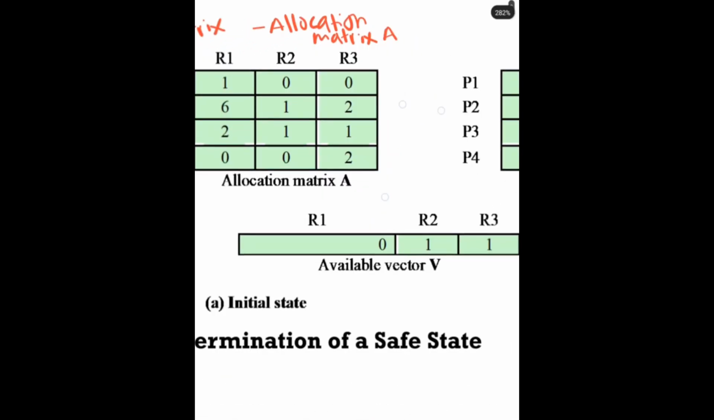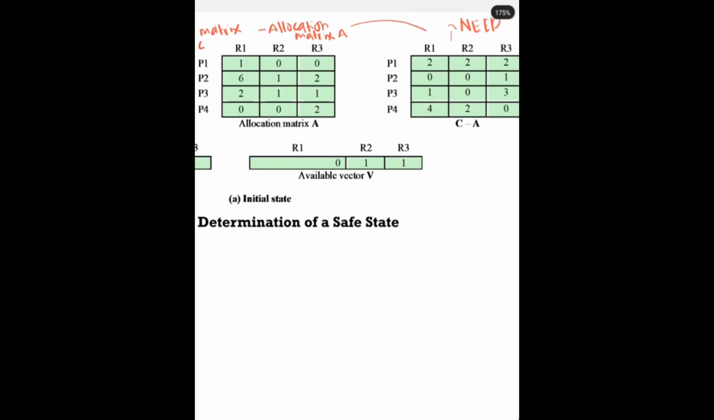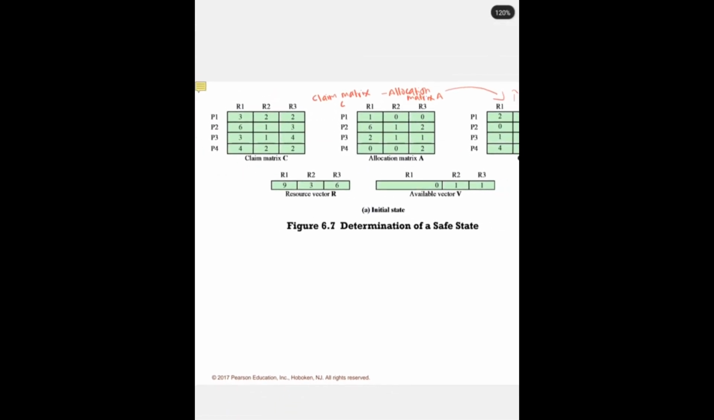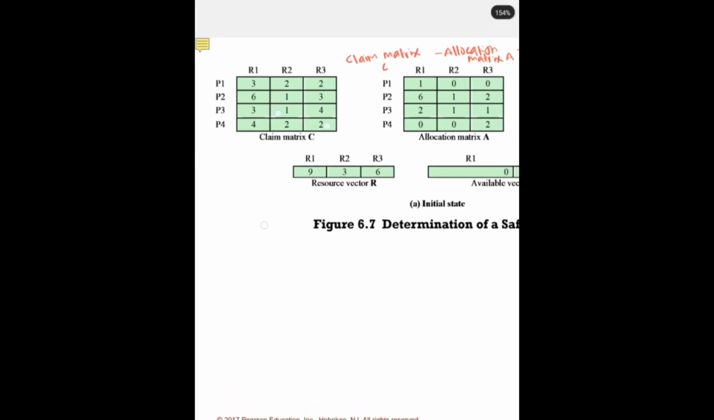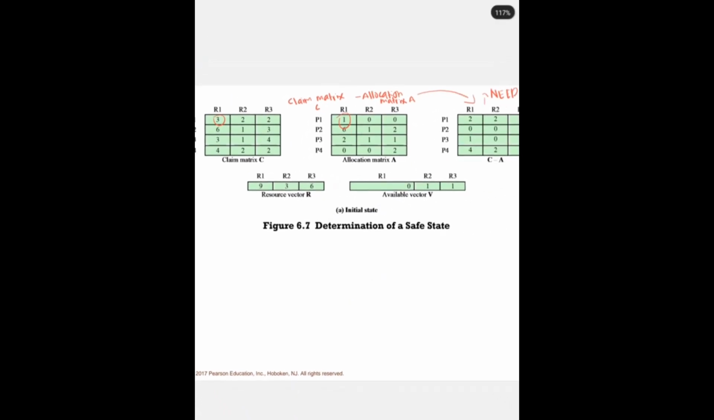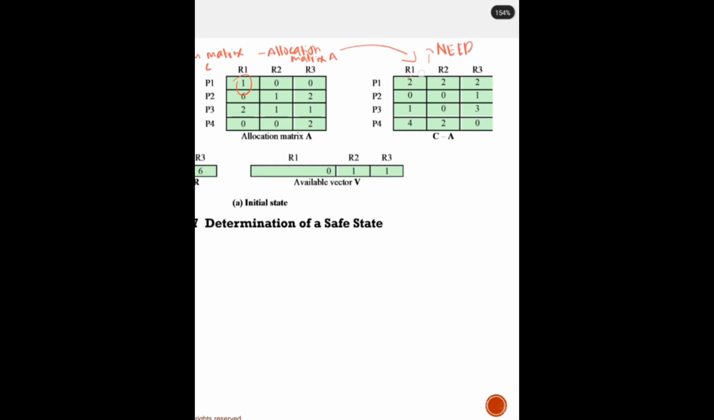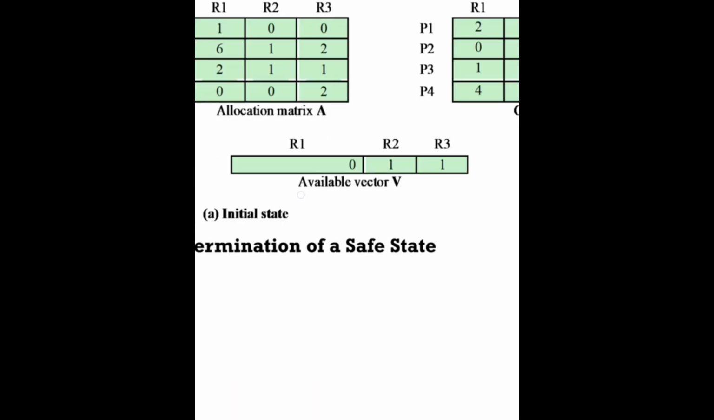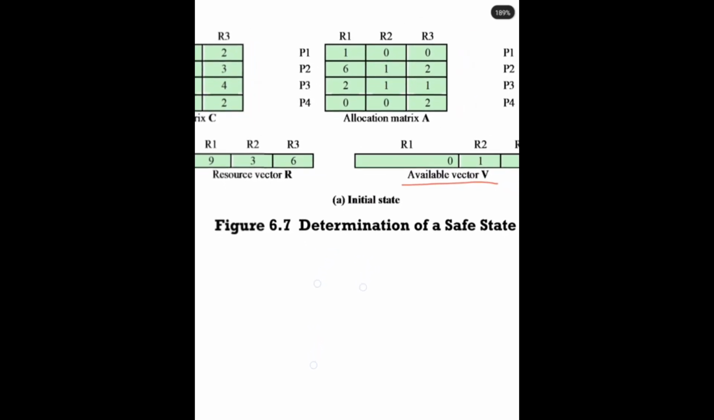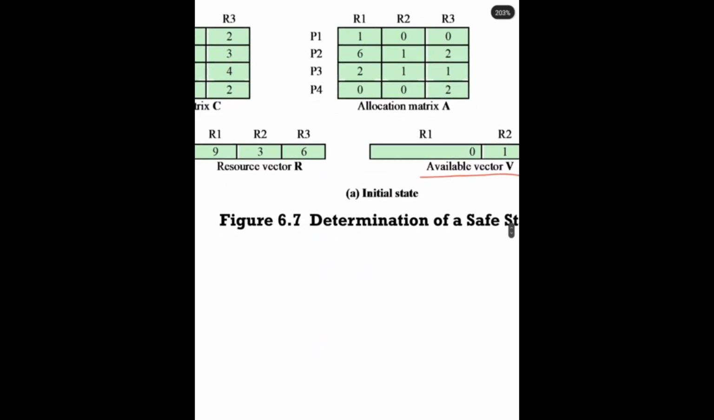How to calculate the banker's algorithm, whether safe state or unsafe state. First, we need to find the need matrix, which is C minus A, where C is the claim matrix and A is the allocation matrix. For example, in the claim matrix C, resource 1 and process 1 is 3, and in the allocation matrix, resource 1 and process 1 is 1. So 3 minus 1 equals 2 for the need table. You have to complete everything to get a complete need table.